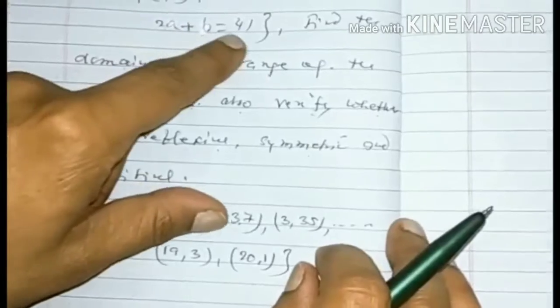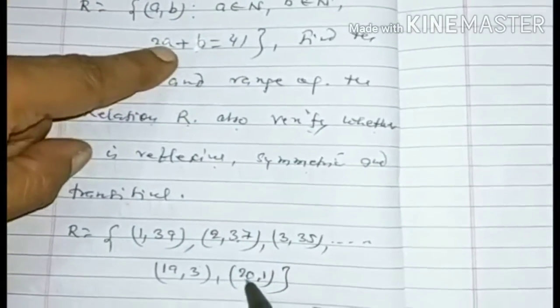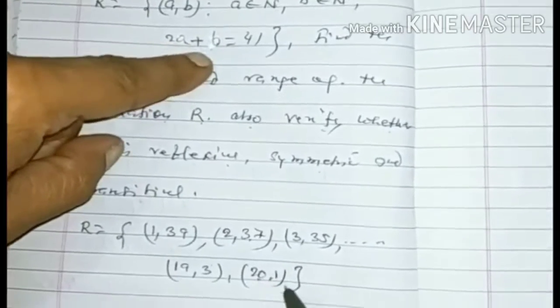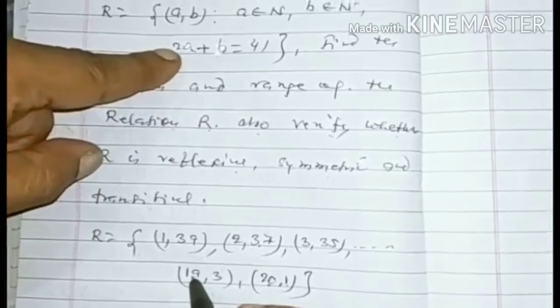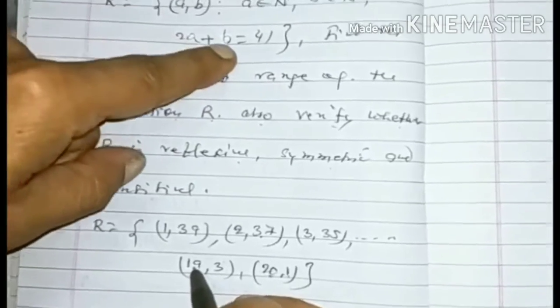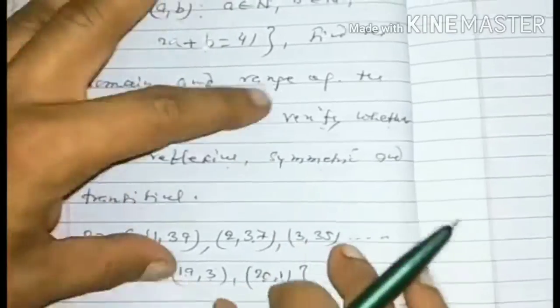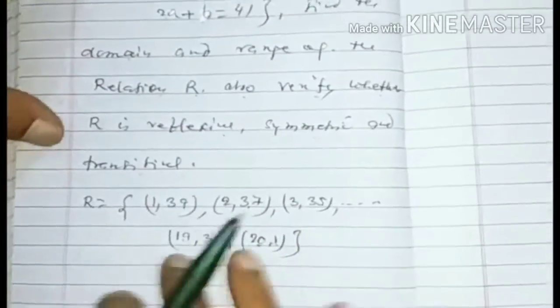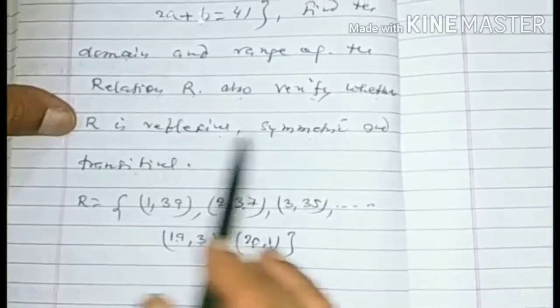2A plus B is equal to 41. If we put A equal to 20, 20 times 2 is 40, plus 1 is 41. And for 19, 2 times 19 is 38, plus 3 is 41. This is the possible ordered pair here. Now we have to check this relation, whether it is reflexive, symmetric, and transitive.